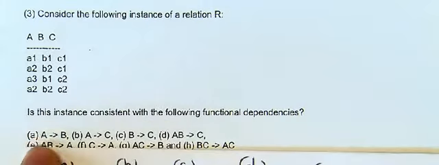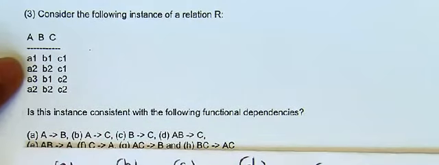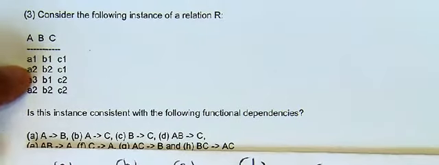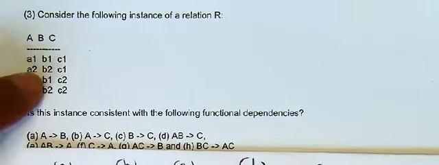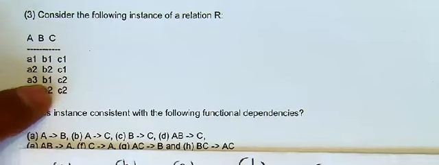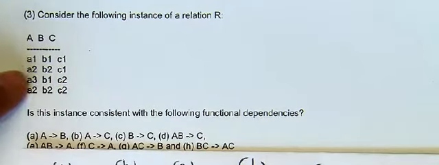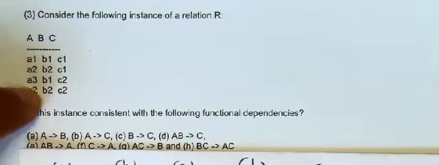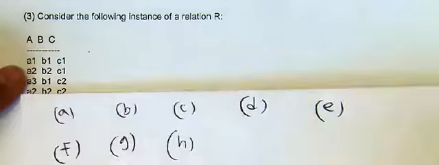Can A imply B? So let's see. We got A1, A2, A3, A2. So here we need to check the ones that are equal. So A2 and A2. So we got B2 and B2. So when it's A2, B2, there is no contradiction. It's the same. So for A, the answer is yes.